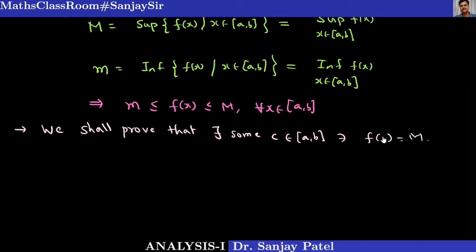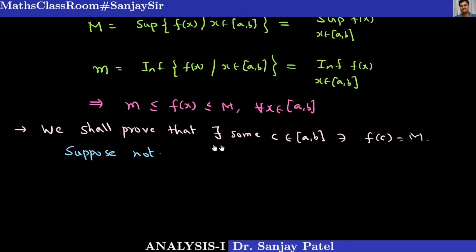So suppose, let me write this. First of all, f of c is equal to capital M. We want to prove that there is some c such that f of c is equal to capital M. At least one c exists. And suppose this is not true. Suppose it is possible this is not true. So let me write in short, suppose not.